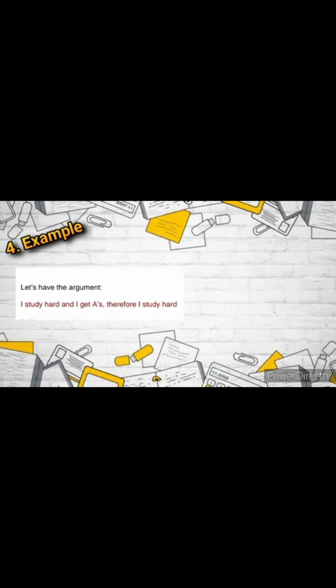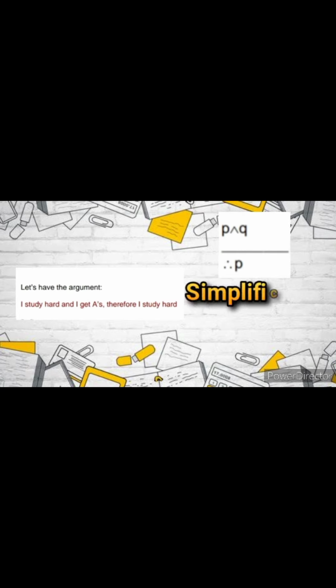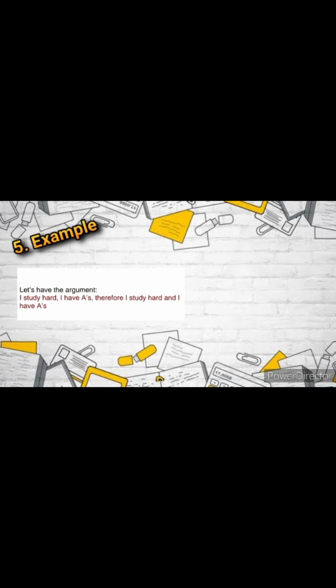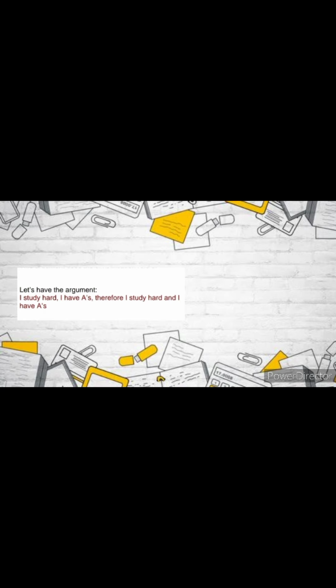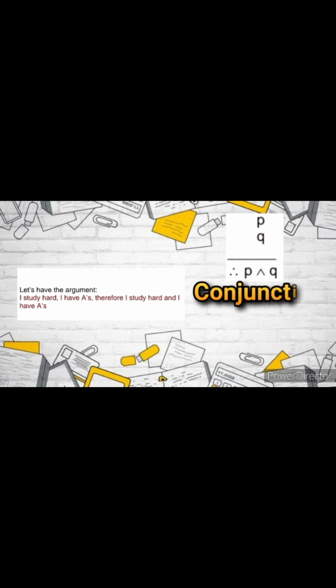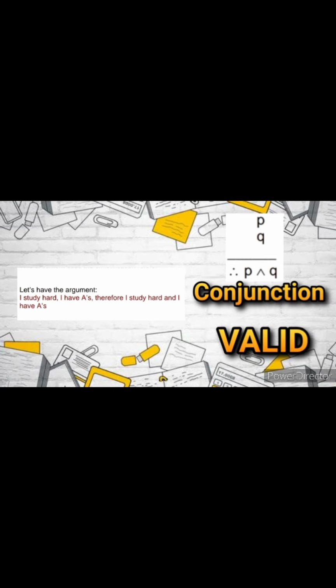Let's have the next argument: I study hard and I get an A, therefore I study hard. So the result is P and Q, therefore P. This argument uses the simplification rule of inference, therefore it is valid. Let's have the fifth example of argument: I study hard, I get an A, therefore I study hard and I get an A. So the result is P, Q, therefore P and Q. This argument uses the conjunction rule of inference, therefore it is valid.